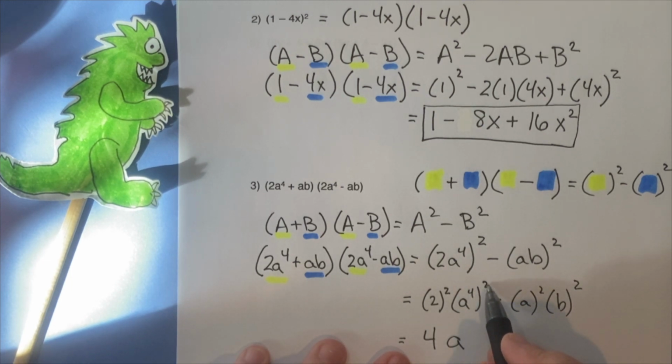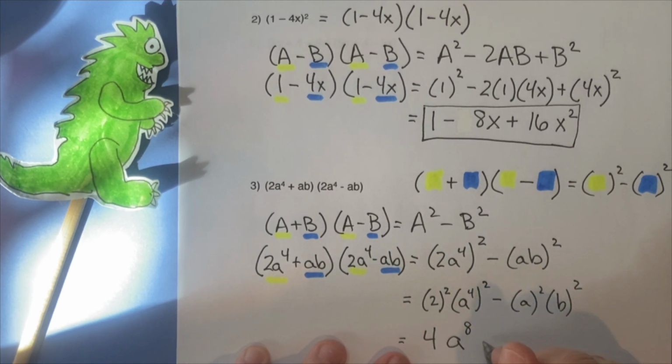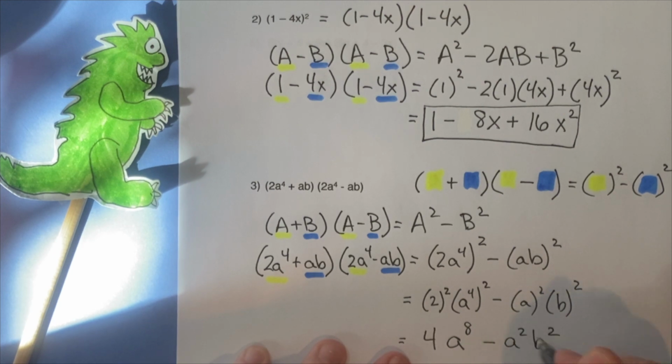A to the fourth squared. Remember, here we're going to multiply, so I get a to the eighth, not a to the sixth. This is a to the eighth. And then a squared, b squared. And we got it.